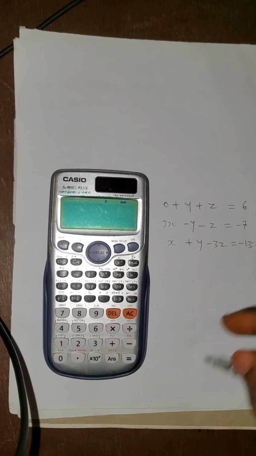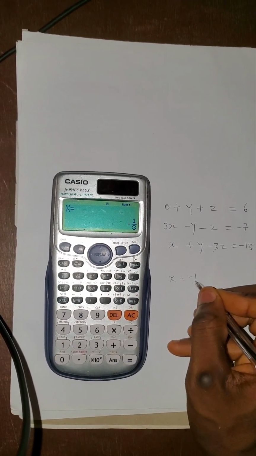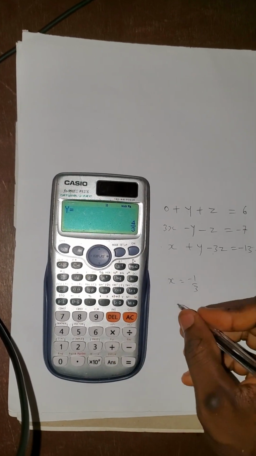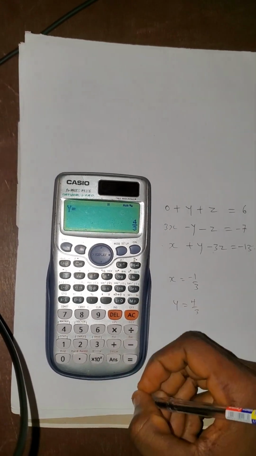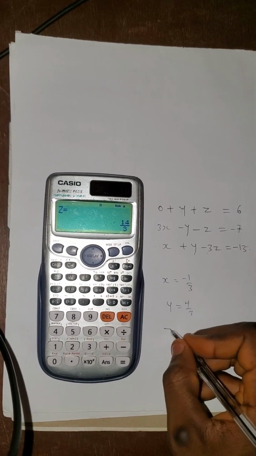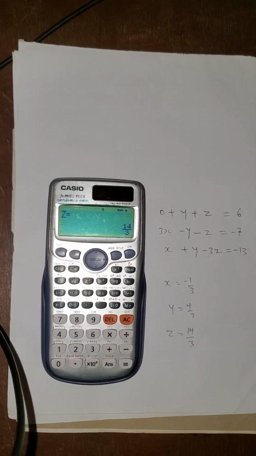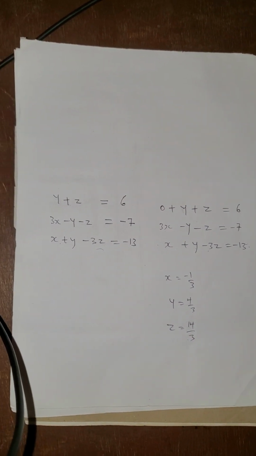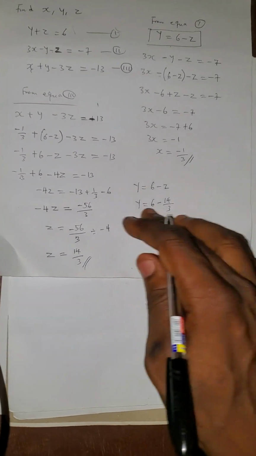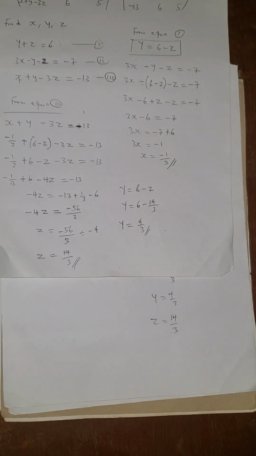Then press equals to. What's x? X is minus 1 over 3. Press equals to again. Y is equals to 4 over 3. Press equals to again. Then z is what? Is 14 over 3. And that is what we got from the AND method as well. So that's it.